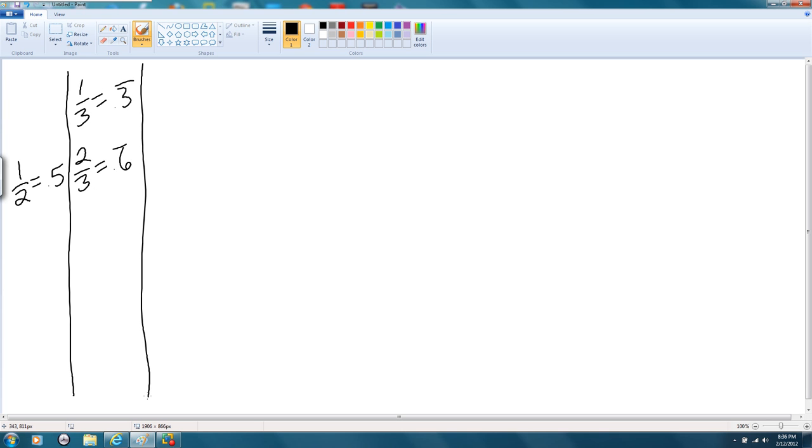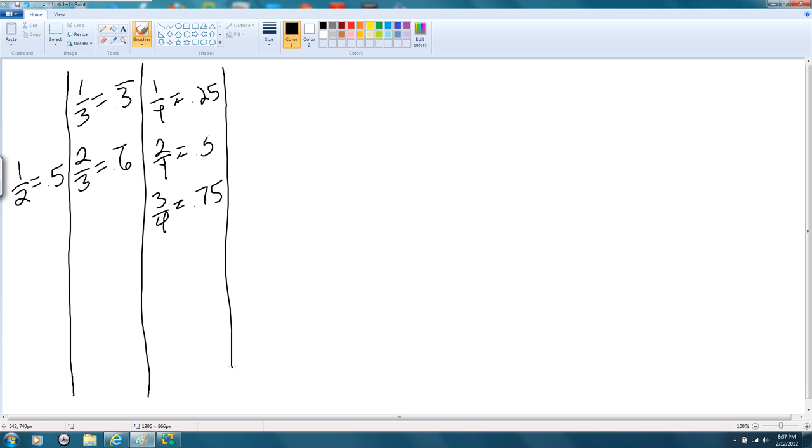Now we're going to do fourths. Fourths are easy. Just think of quarters of a dollar. So 1/4 is equal to 0.25. 2/4 is the same as 1/2, and so it equals 0.5. And 3/4 is like 3/4 of a dollar, or 0.75.